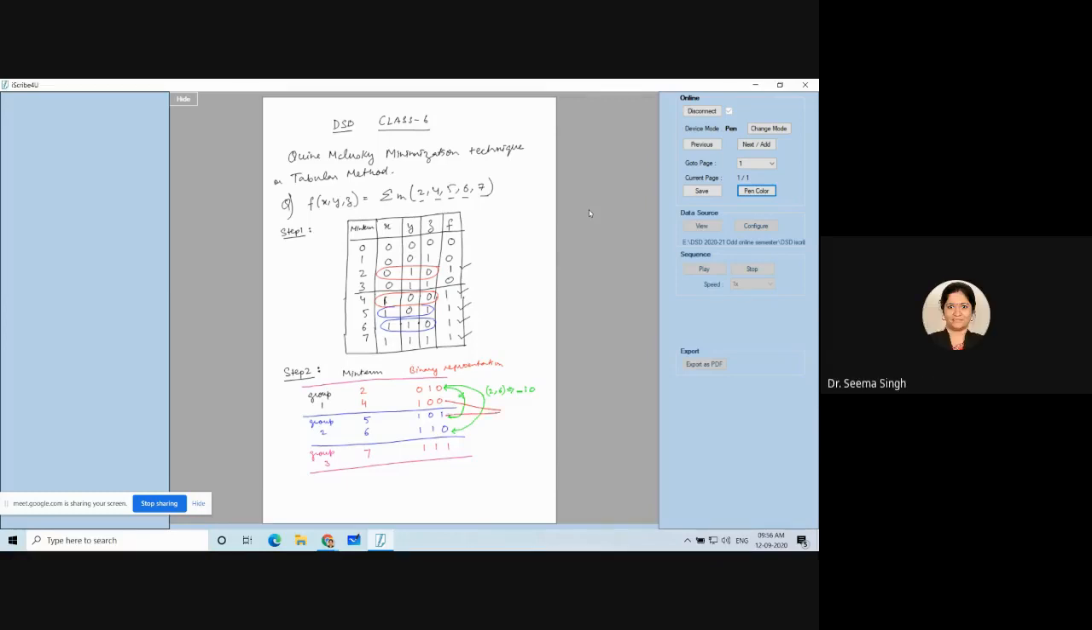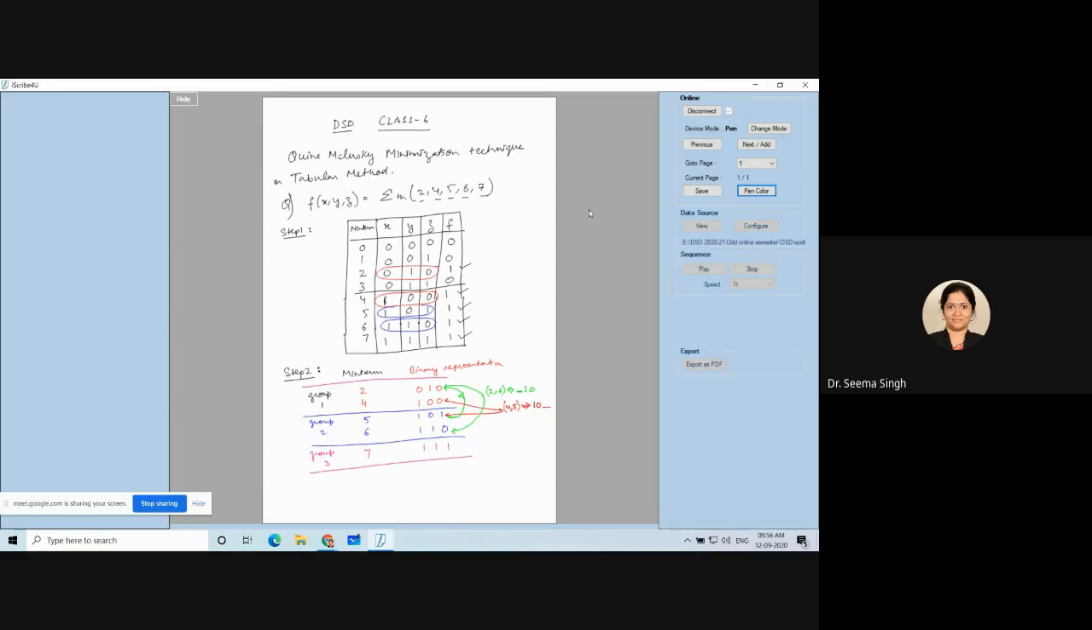Yes, ma'am. 4 to 5 pairing is possible. So I will show that 4 and 5 pairing is possible. And what is that pairing? Where should the dash be written? 10 dash. So 4 and 5 pairing is possible. I wrote 10 dash.